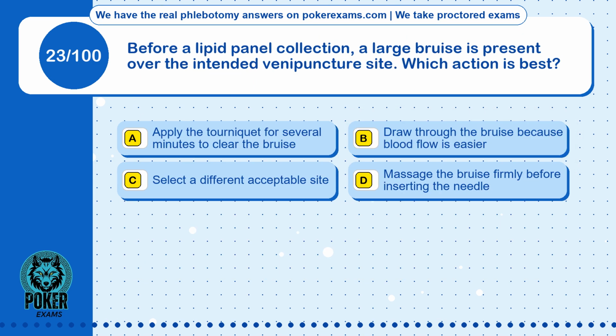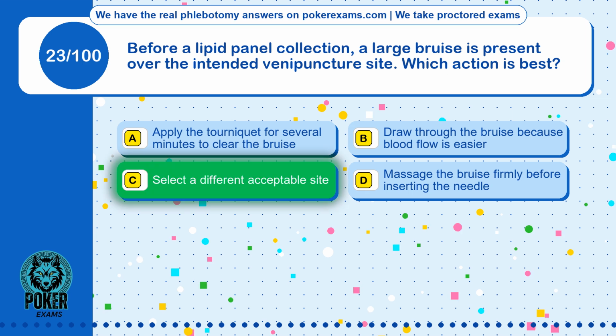Question 23. Before a lipid panel collection, a large bruise is present over the intended venipuncture site. Which action is best? Option A. Apply the tourniquet for several minutes to clear the bruise. Option B. Draw through the bruise because blood flow is easier. Option C. Select a different acceptable site. Option D. Massage the bruise firmly before inserting the needle.